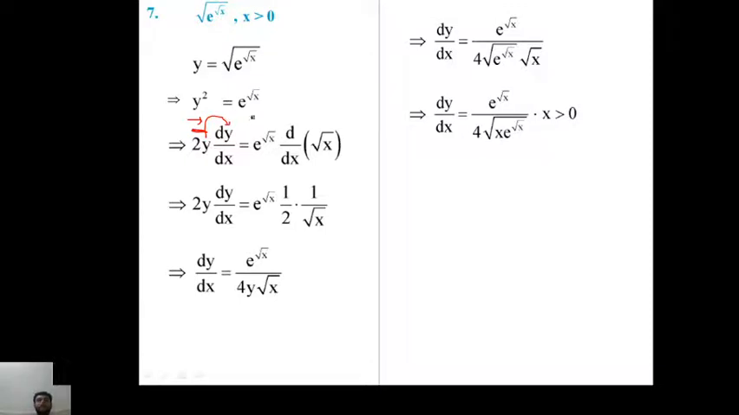Differentiation of e raised to root x: e raised to any power remains as it is, so e raised to root x, but by chain rule you have to differentiate this power. Instead of x, here it is root x, so you have to differentiate root x, so d by dx of root x. So 2y dy by dx as it is on the left hand side, e raised to root x as it is, differentiation of root x is 1 upon 2 root x.